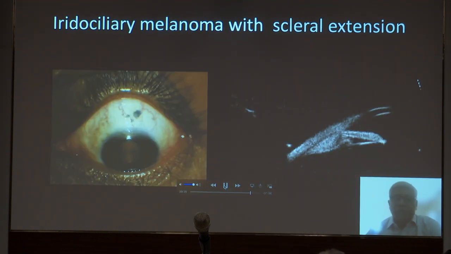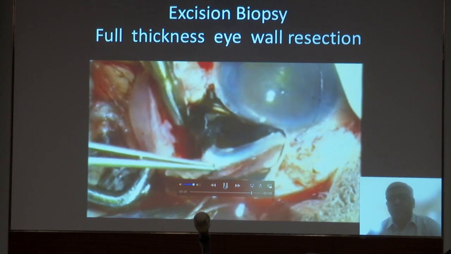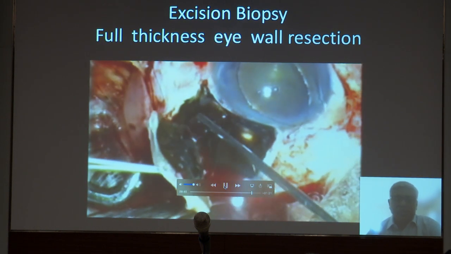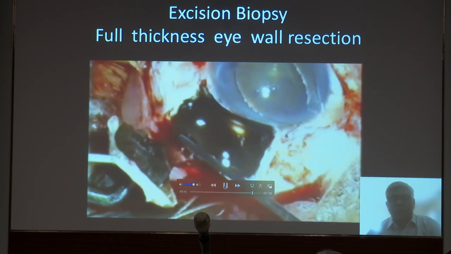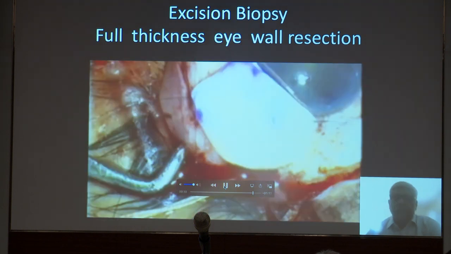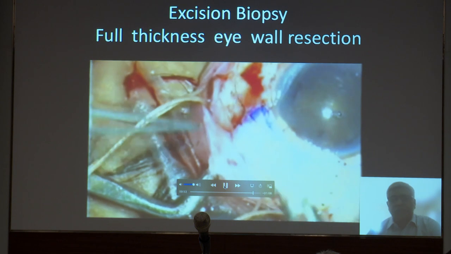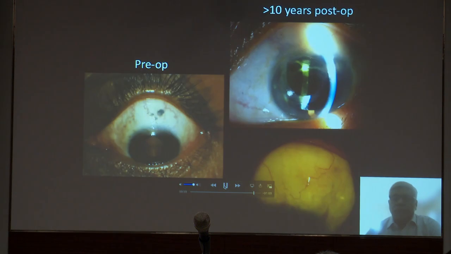So this is another gentleman who had a full thickness involvement of the sclera with a very, very small melanoma which has grown through the sclera. And he underwent a full thickness eye wall resection wherein the overlying conjunctiva, the overlying sclera and the mass was removed as the tumor was very, very small. And the ciliary body continued to function, and we used a scleral patch graft in this patient to close the eye. The gentleman has been followed up for the last 15 years without any metastatic disease, and he continues to enjoy good vision. So this is the post-operative appearance about 5 to 6 years later.